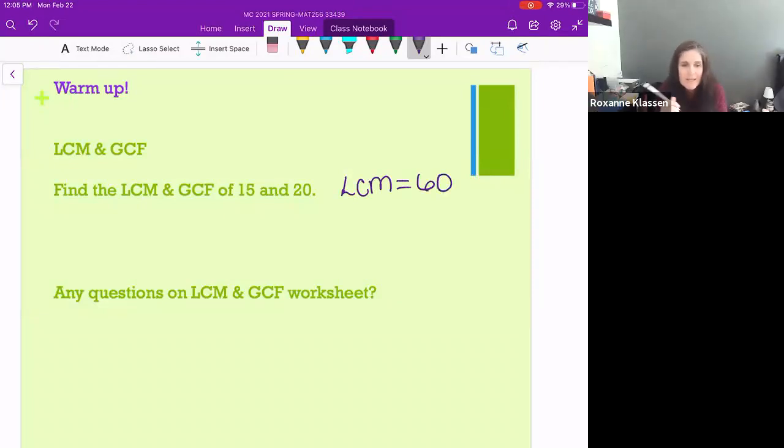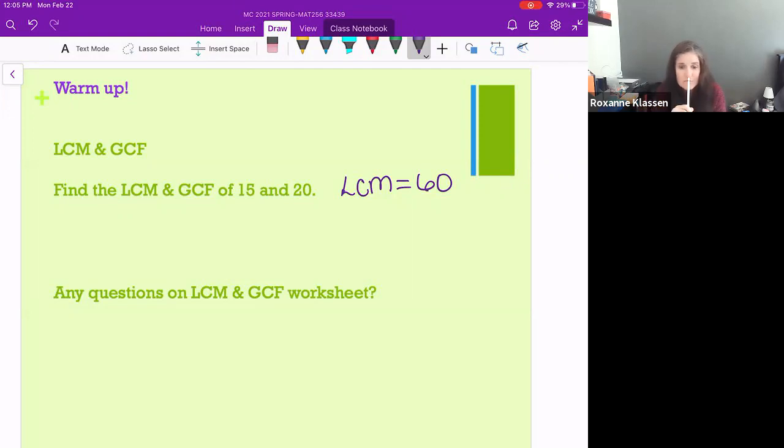So the LCM is 60, meaning both 15 and 20 are factors of 60, right? They divide them evenly. Excellent. Did anyone use a different strategy besides just listing?